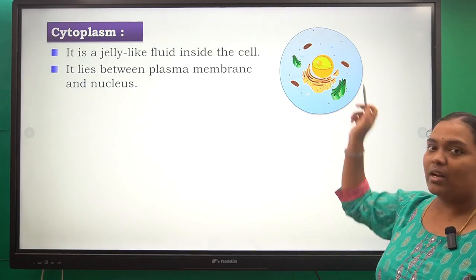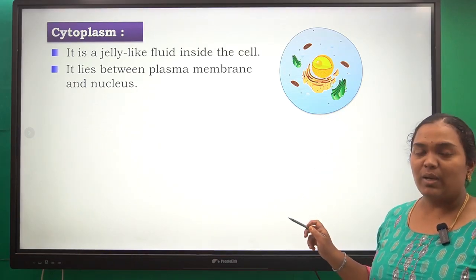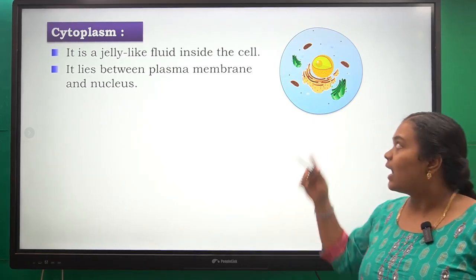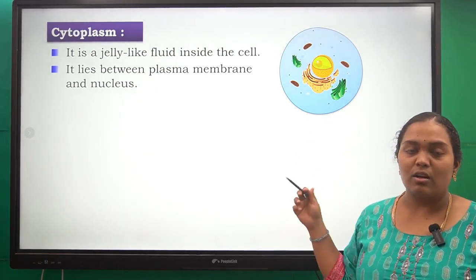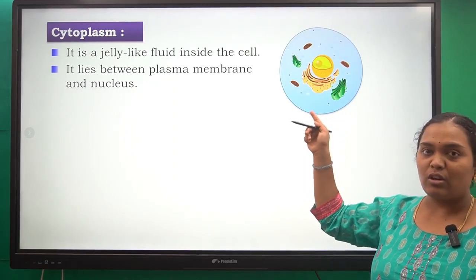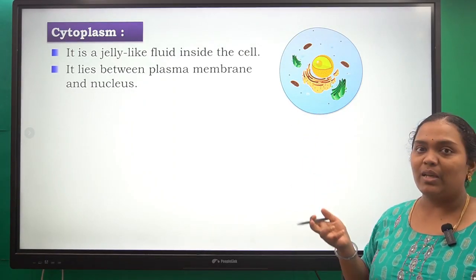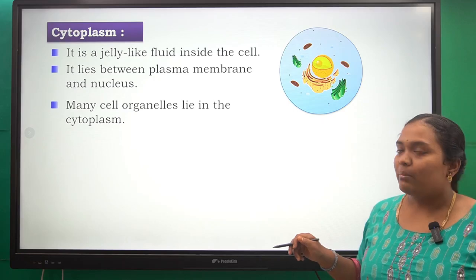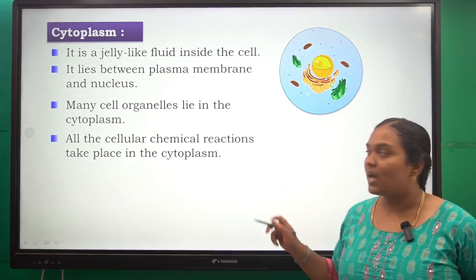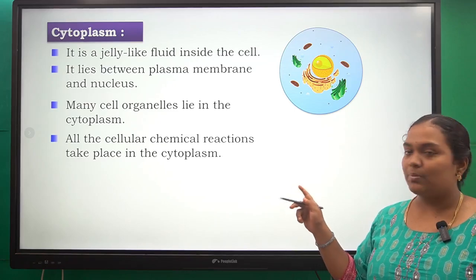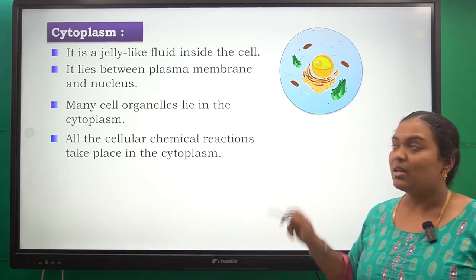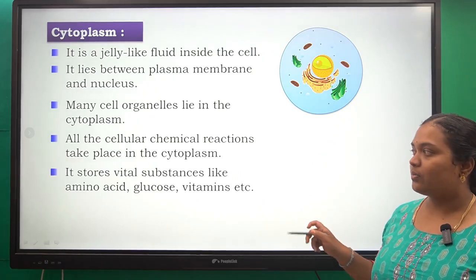This entire ground substance is nothing but cytoplasm, where a high amount of metabolic reactions take place, and many other organelles are present in it. It helps in the exchange of material between different organelles and also acts as a base for the cell. Many cell organelles lie in the cytoplasm, and all the cellular chemical reactions take place in the cytoplasm. So all the chemical reactions take place within the cytoplasm only.